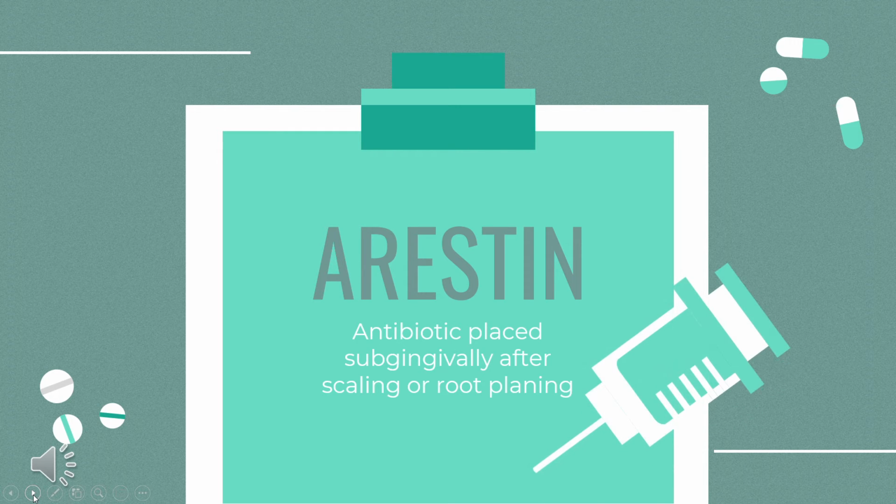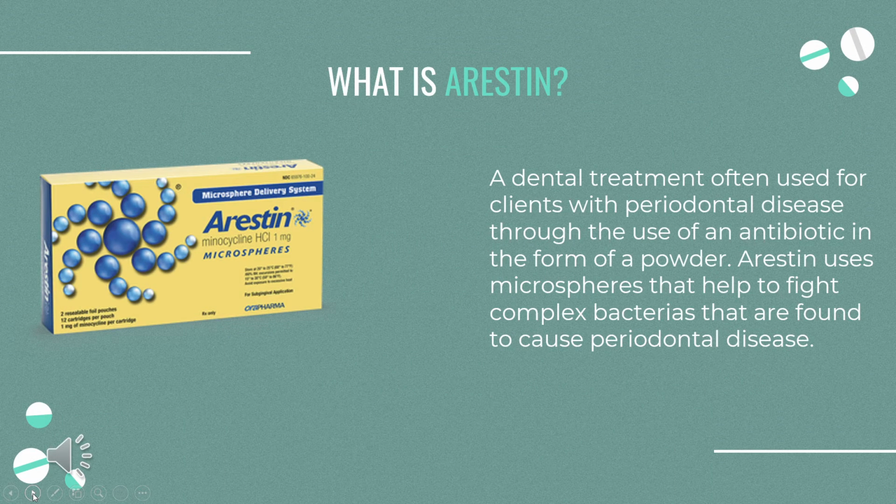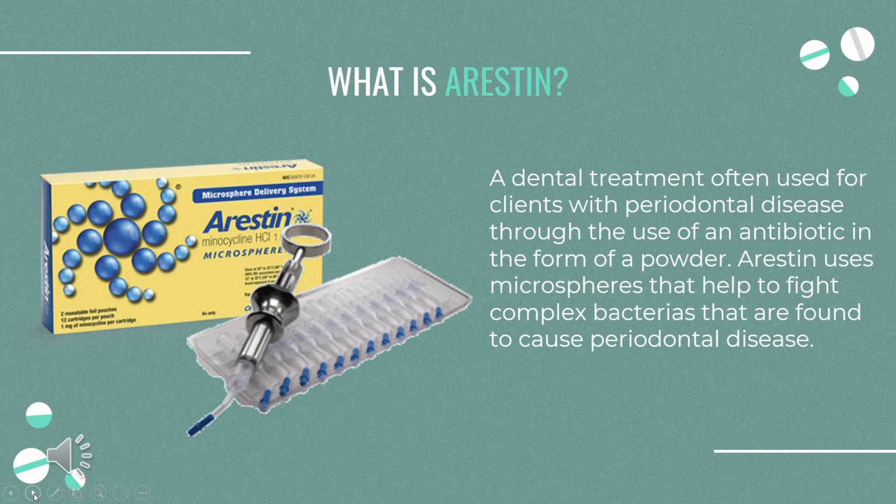One form of periodontal disease therapy is through the use of the antibiotic known as Arestin. Arestin is placed subgingivally after scaling or root planing treatment. Arestin is a cost-friendly and painless dental treatment used for clients with periodontal disease through the use of an antibiotic in the form of a powder.